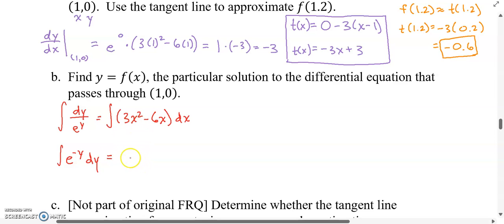I'll go ahead and anti-differentiate this side. This is just inverse power rule. And now that we realize this is e raised to a variable, but that variable is negative y, we can think about some u substitution. If u equals negative y, then du equals negative dy, so we will have that chain rule to pull out a negative out front. E to the u will be the same thing as e to the negative y when we anti-differentiate, and we get that.